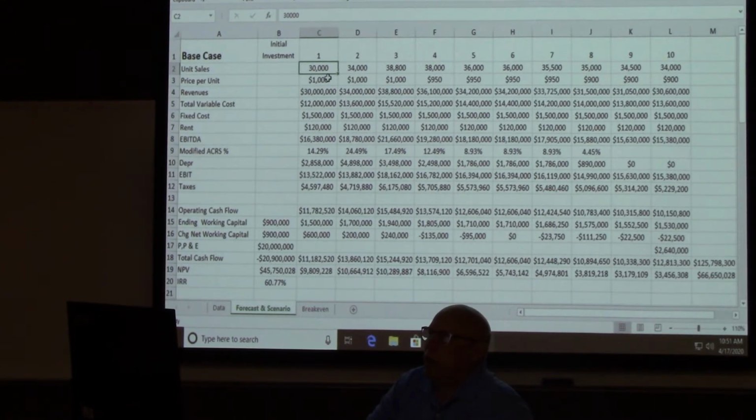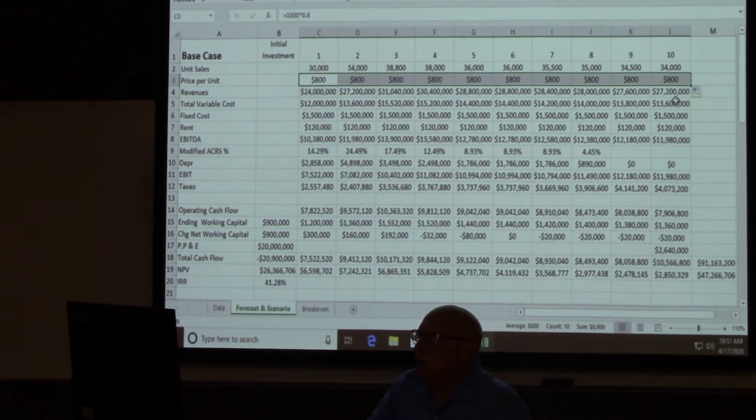Now let's look at our price per unit going down by 20%. So equals 1,000 times 0.8. And let's go ahead and drag that across and see what happens. So we've taken it down 20% and our net present value goes to 26.4 million and our internal rate of return is still 41%. Not a problem.